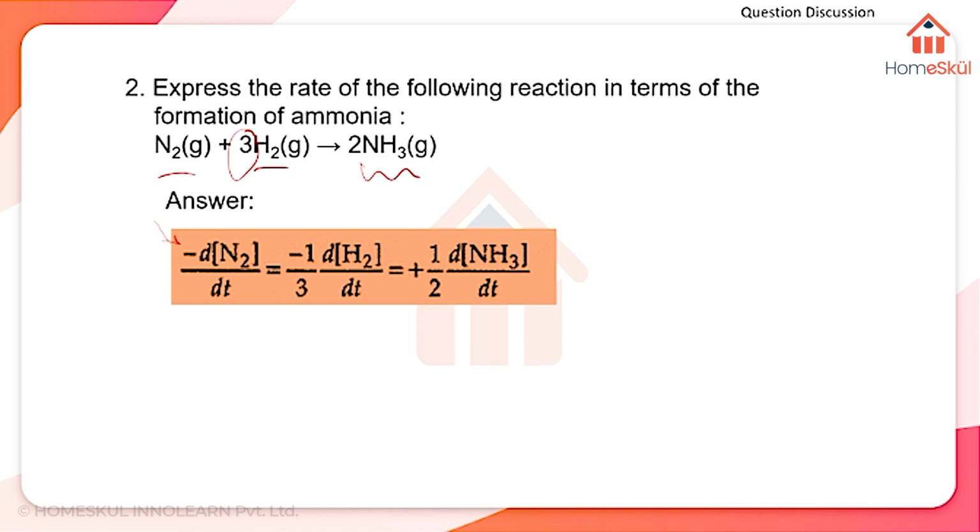As it is a product, there is an increase in its concentration, so we get a positive value. That is 1 by 2 into d by dt of concentration of NH3. It's a very simple way to express the rate of a reaction. Always remember that for reactants there is a decrease in concentration, so give it a negative sign. For products there will be an increase in concentration, so give it a positive sign. That is all about that.